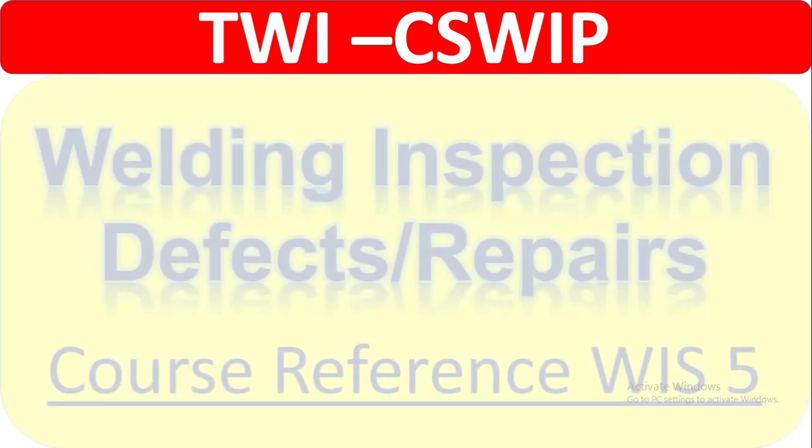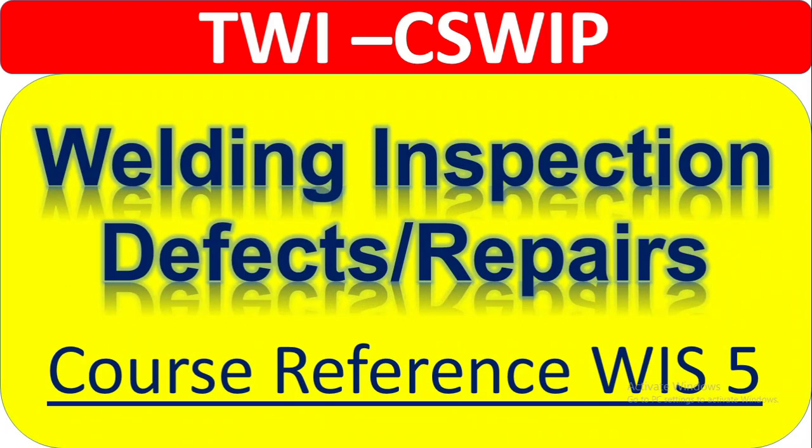Today's topic is very important for the Welding Institute CSWIP. There is a part, the welding inspection defects repair. Mostly the discussion will be about the defects that will appear in your exam paper. The course reference is WIS5, the part on welding inspection defect repair. How we have to check the defects, which types of defects there will be, will be discussed.